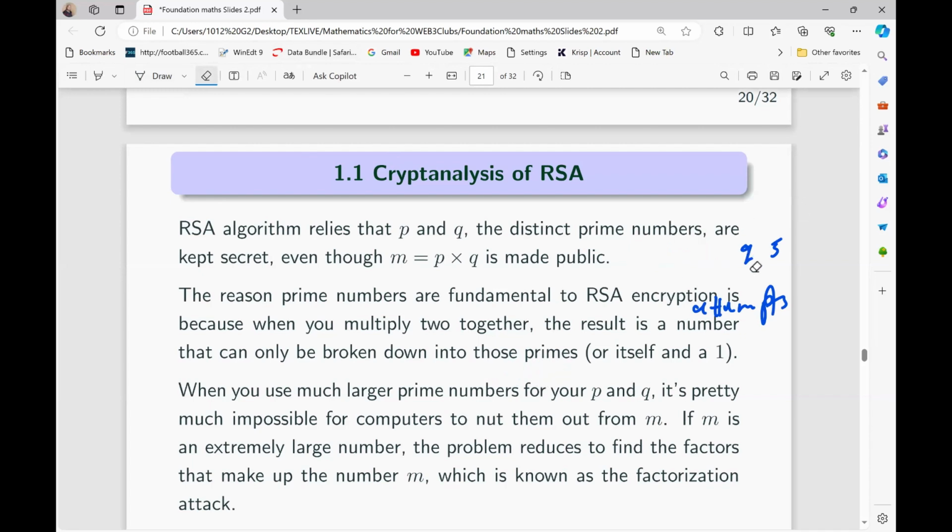Now, I want us to look at the first method of attacking. I've already mentioned it, the factorization attack.